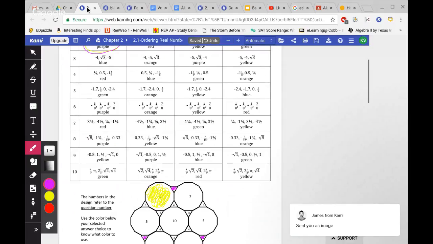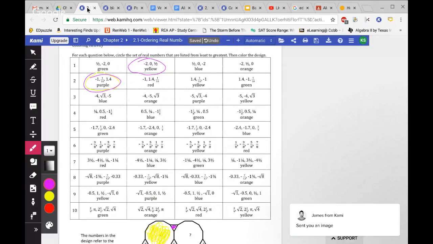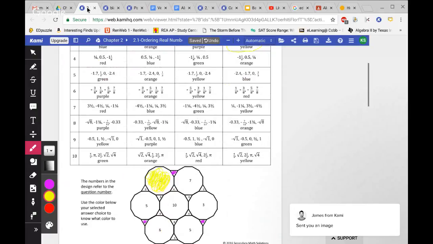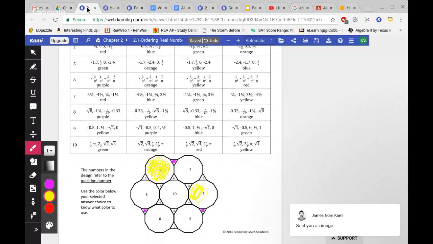So now the third row, you've got -4, -5, and the square root of 3. Well, the square root of 3 turned to a decimal is 1 point something. So -5 is the smallest number in this row. So -5, -4, and the square root of 3. That's from least to greatest. Would you all agree? So wherever there's a 3, you're going to color it yellow. There's going to be a lot of yellow on this one too.